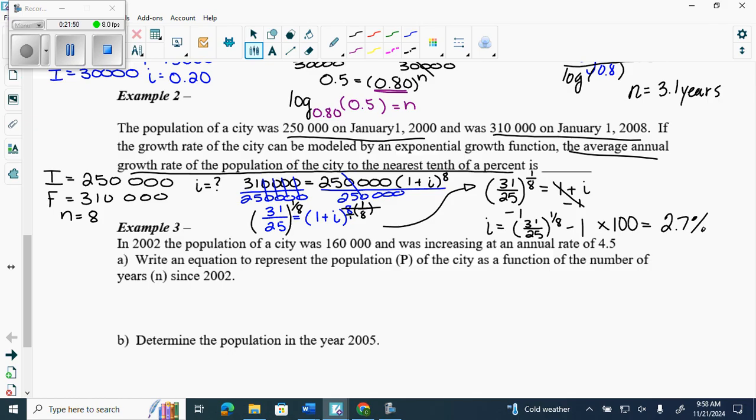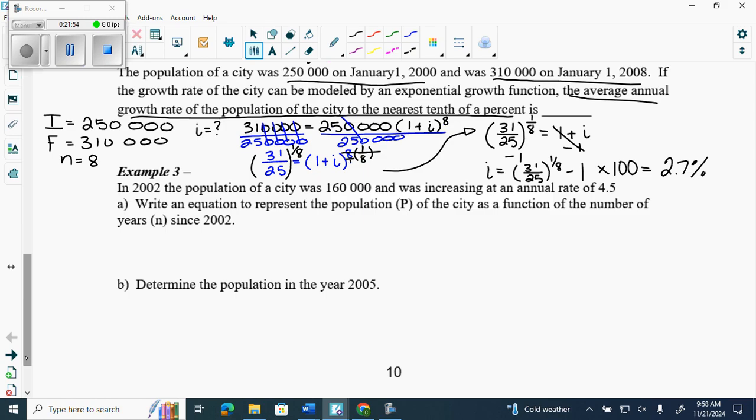Okay, example 3. We're going to talk about A together. Sometimes they just want you to fill in the equation but not solve anything. So that's like A. Let's read this. In 2002, the population was 160,000, and it's increasing at an annual rate of 4.5%. The percent symbol there is missing. Okay, what did they give me?